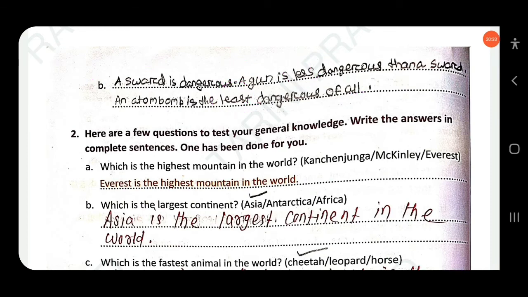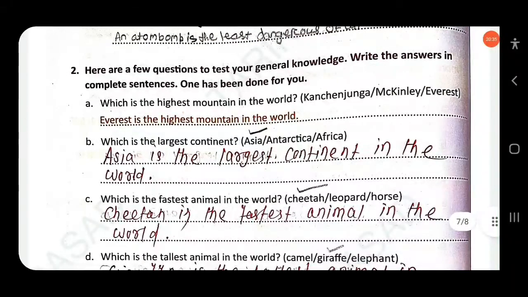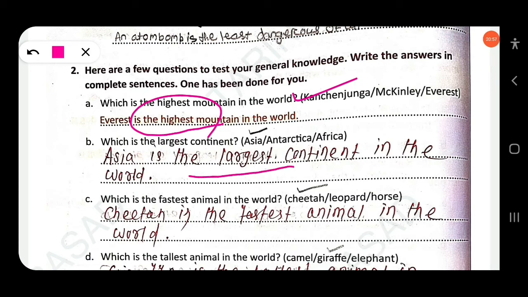Then next here are a few questions to test your general knowledge. Write the answers in complete sentences. One has been done for you. So here, which is the highest mountain in the world? Everest is the highest mountain. So here superlative degree is used. Then next, which is the largest continent? Asia. So you have to write Asia is the largest continent. So here this is also superlative degree.